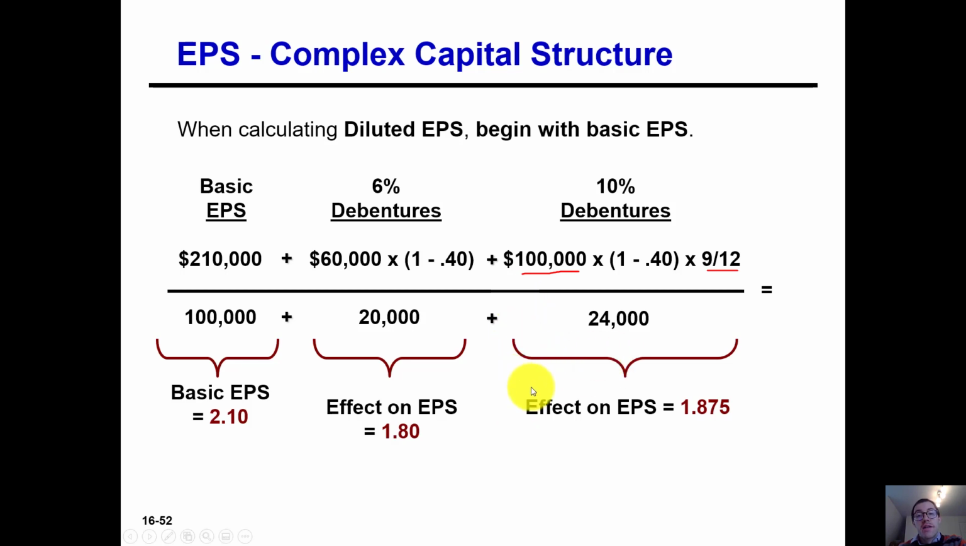Okay, so your diluted earnings per share is $2.02, and since that is lower than the basic earnings per share of $2.10, you would definitely report that. Okay, that'll be enough for this video.